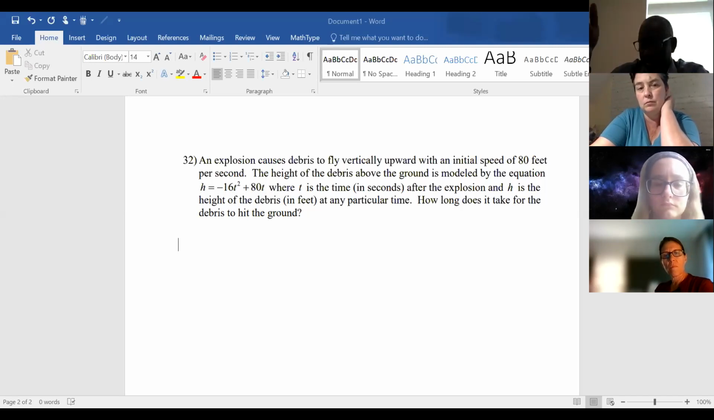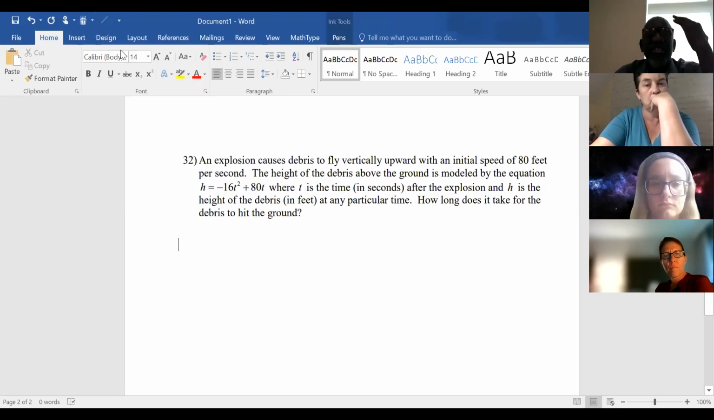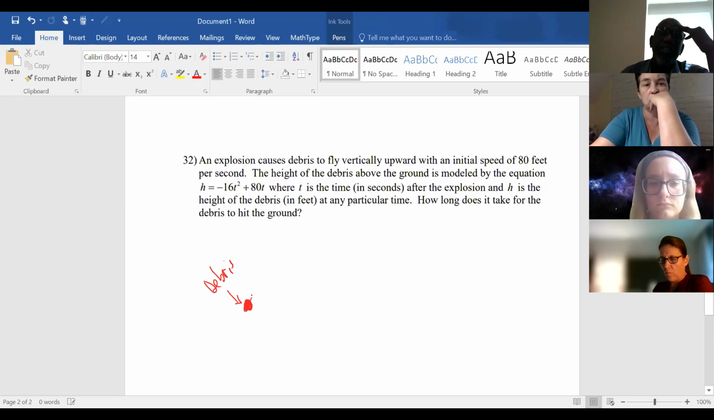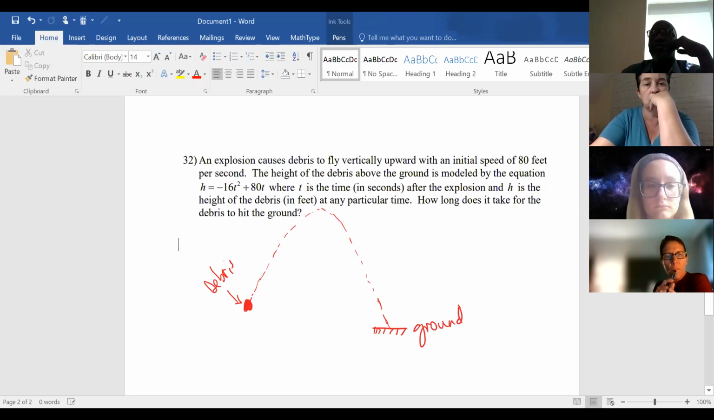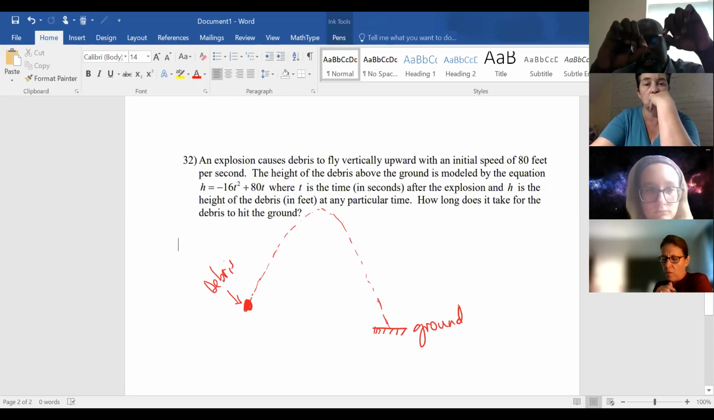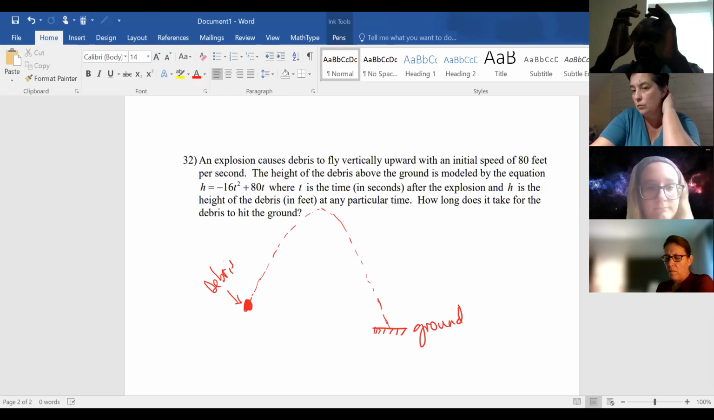This one is pretty much simple. Say an explosion causes debris to fly vertically upward, right? There's some type of explosion, and then we have debris right here. The debris goes like this, up, and then it comes down, right? And this is the ground, okay? Look at the trajectory.